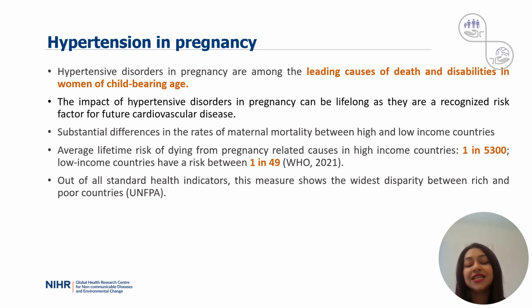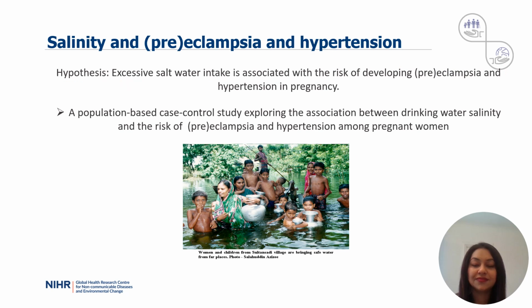There are also substantial differences in the rates of maternal mortality between high and low-income countries. The average lifetime risk of dying from pregnancy-related causes in high-income countries is 1 in 53 women, while in low-income countries, it's 1 in 49 women. And out of all the standard health indicators, this measure shows the widest disparity between rich and poor countries.